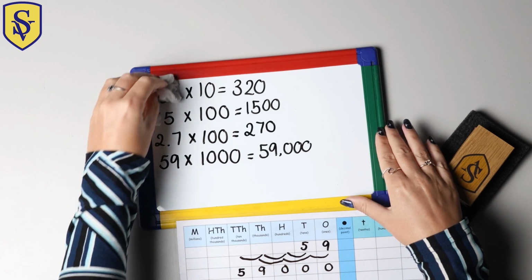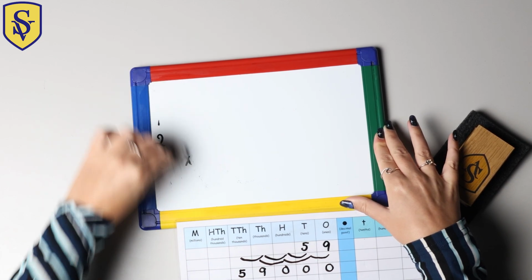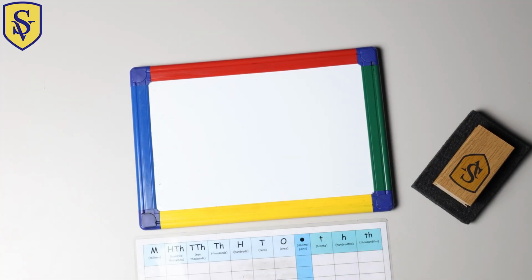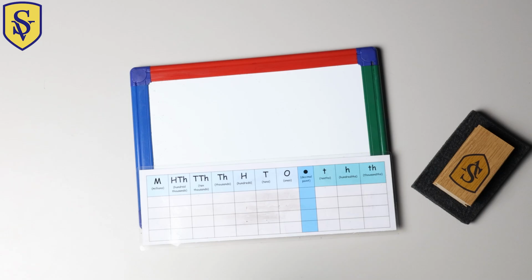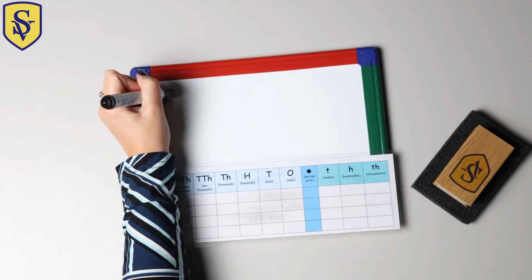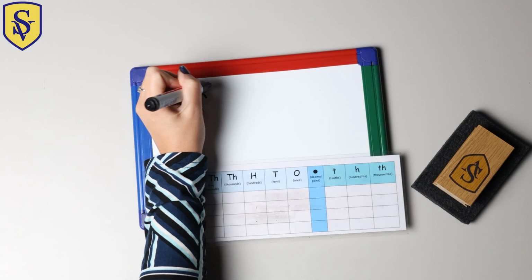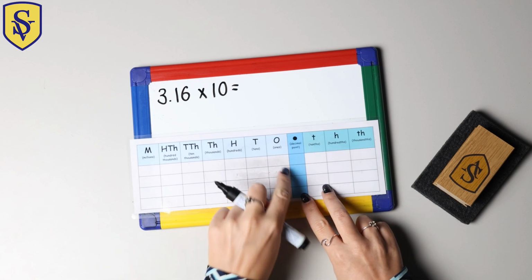This time I'm going to go over them again, but using more decimal numbers. So again, we'll practice multiplying by 10, 100, and 1,000, but using the decimal numbers. Or you can use larger numbers. It doesn't matter. The same method applies every single time. So if you wanted to do 3.16 multiplied by 10, we'll put it in the correct columns.